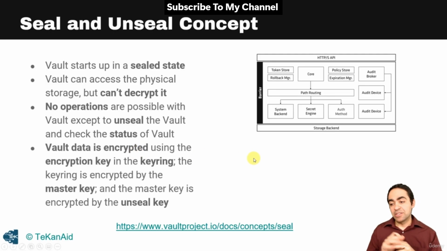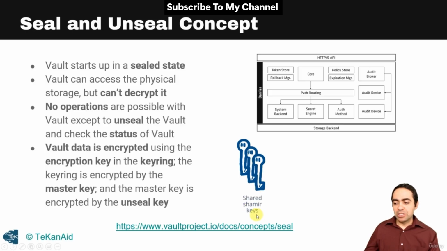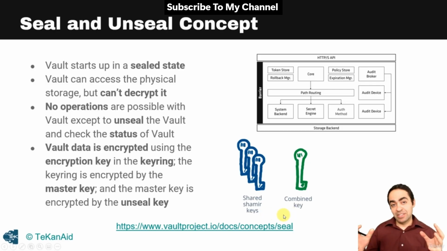Vault data is encrypted using something called an encryption key in the keyring, and the keyring is encrypted by something called a master key, and the master key is encrypted with an unseal key. To visualize this a little bit, I'm going to talk about a shared Shamir set of keys, and in the next slide we'll talk about Shamir in more detail. But think of it as a way to split up a specific key among multiple stakeholders, and these custodians of the key, if you will, come together to create what we call a combined key.